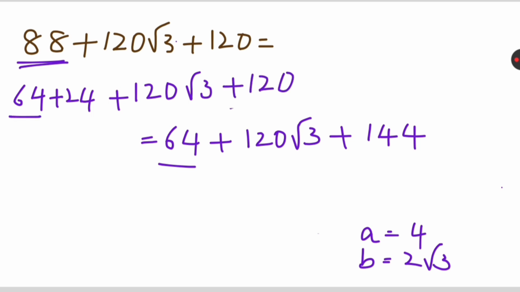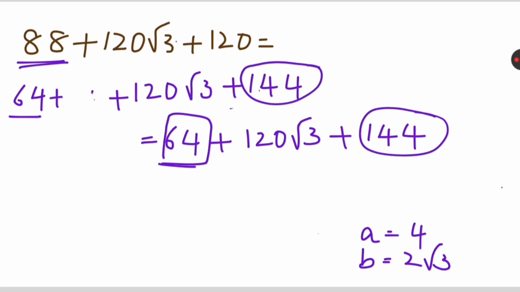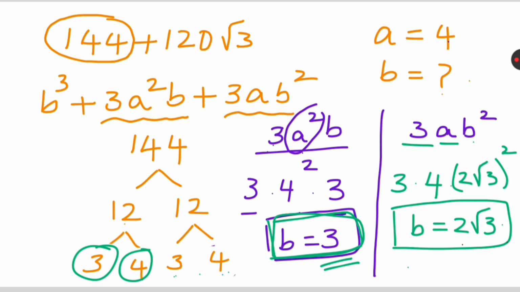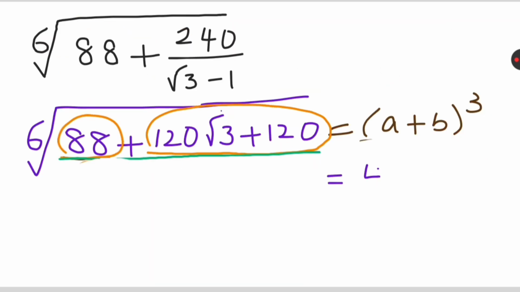So here we have 64 and right hand side also we have 64. And left hand side 24 plus 120, after adding then you will get 144, isn't it? So let's write 144. Here 144 and right hand side 144. Left hand side 120 root 3 and right hand side 120 root 3. So all terms are same. That means our a value is 4 and b value is 2 root 3. This is the correct one. So that's why we should not take b as 3. So a value is 4, b value is 2 root 3 whole cube.